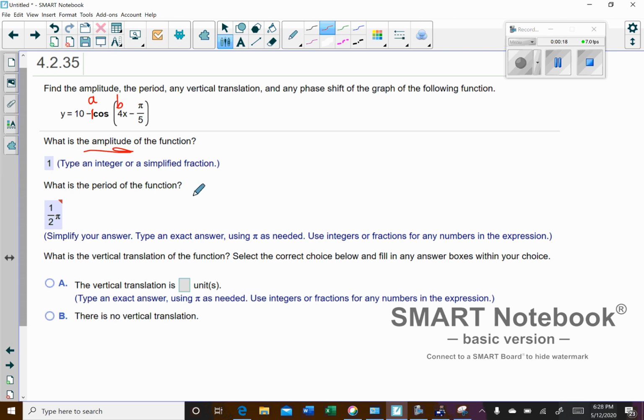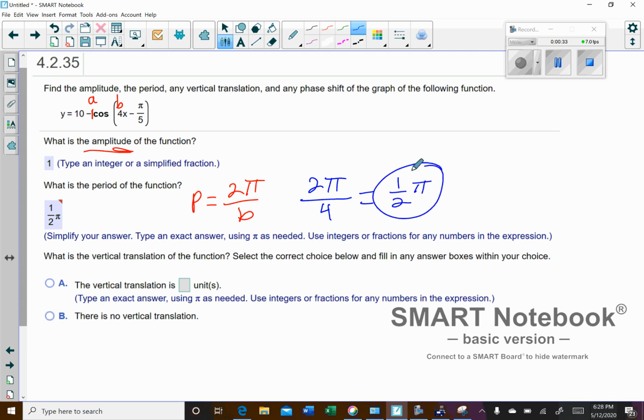And so to figure out the period, you're supposed to take 2 pi and divide it by B. So in this case, it's going to be 2 pi divided by 4, which then turns it into 1/2 pi. So that's how they got the 1/2 pi there. And if you put pi over 2, that would be fine also.